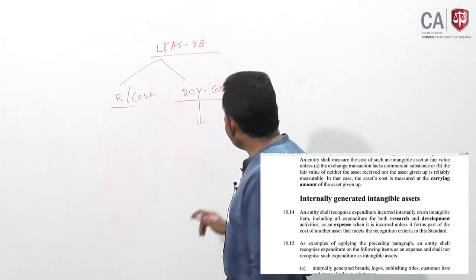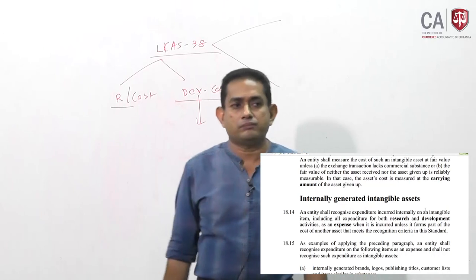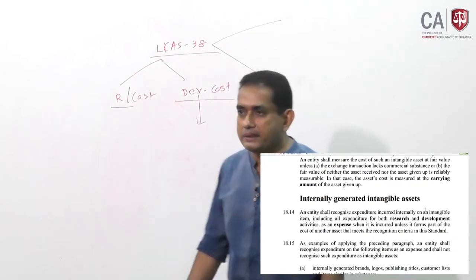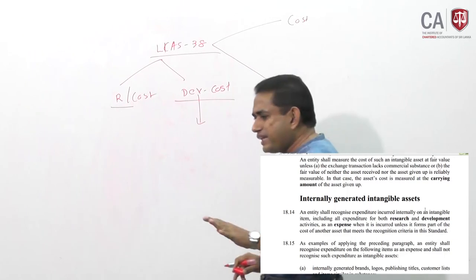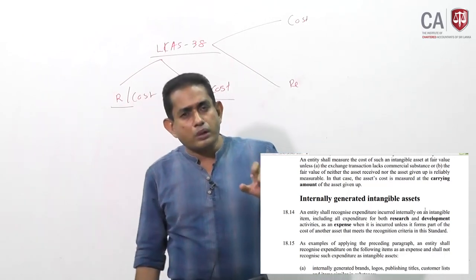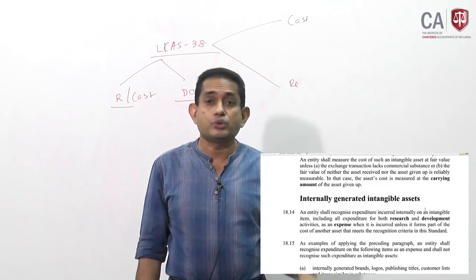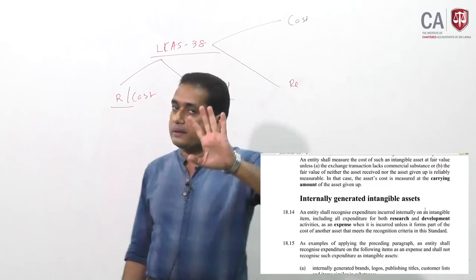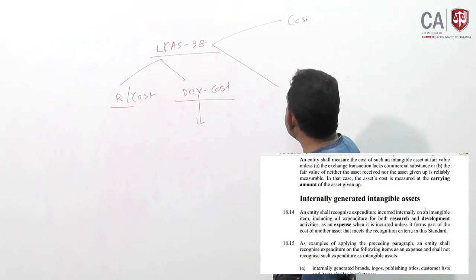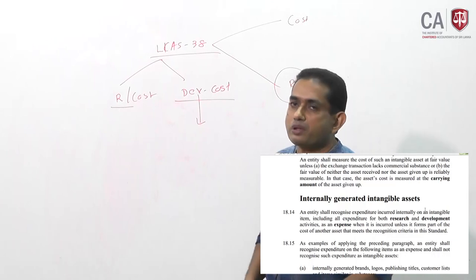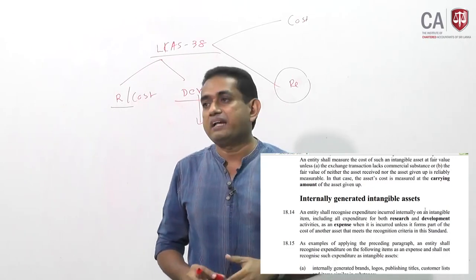Then LK 38 has given 2 subsequent measurement methods for intangible assets. Either we can use the cost model or we can use the revaluation model, but still LK 38 said the revaluation model for subsequent measurement of intangibles can be used only for the intangibles for which active markets do exist. But section 18 of the SLFRS for SME does not allow the revaluation model to be used for the subsequent measurement of intangibles, and you can apply only the cost model. Revaluation models cannot be used.